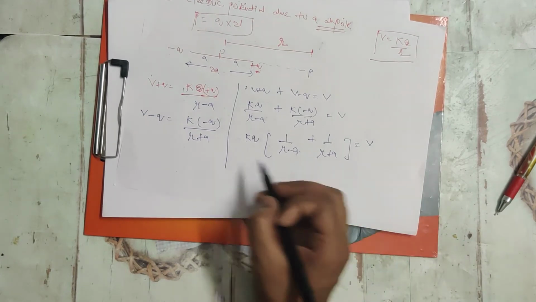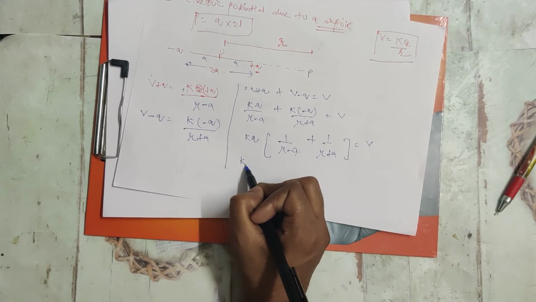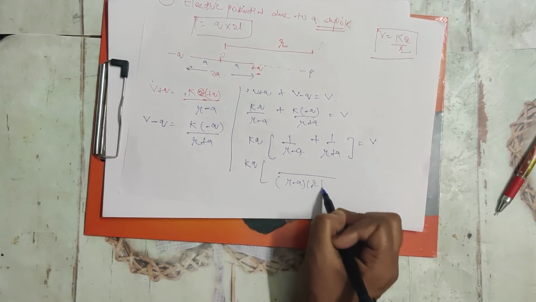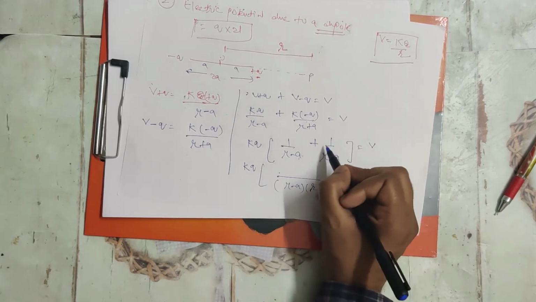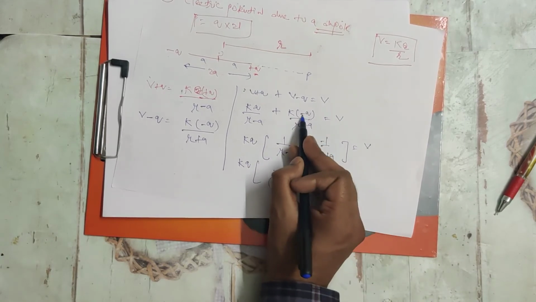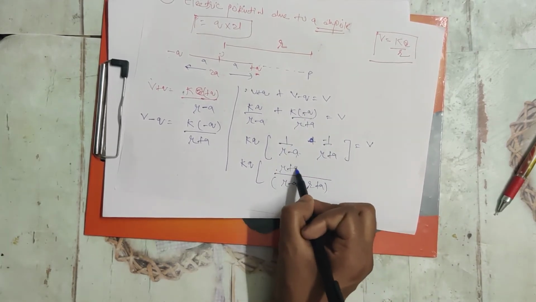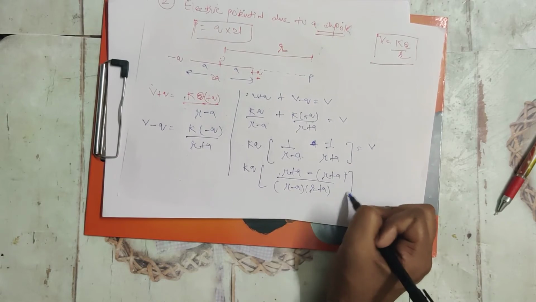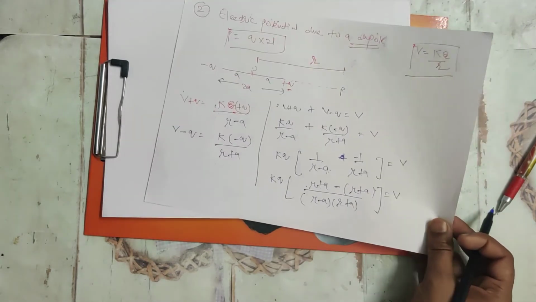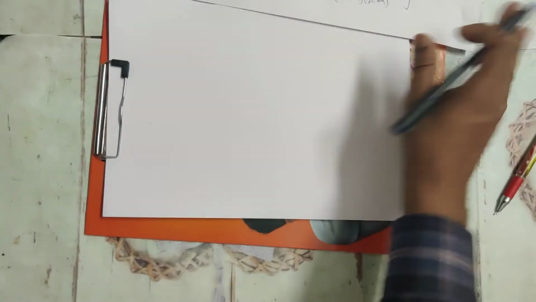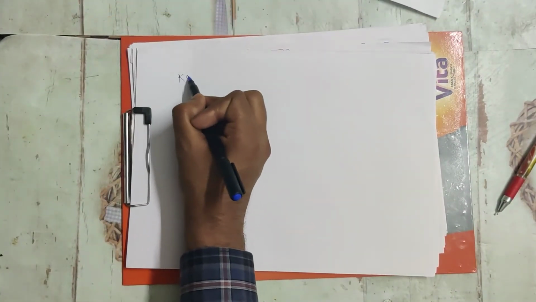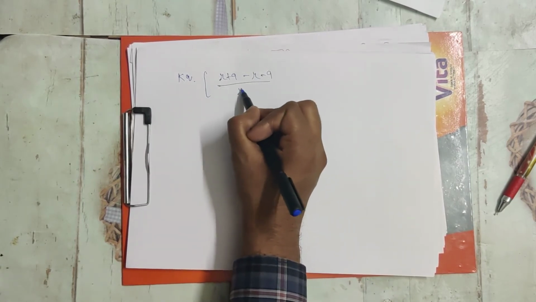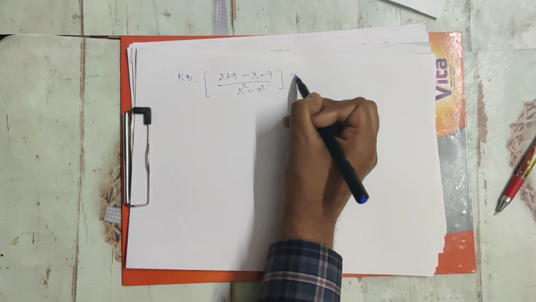So it would be K into Q, and R minus A, R plus A would be the LCM. Sorry, this would be minus, because here you have minus. So 1 over R minus A minus 1 over R plus A is equal to V. From here you can see that it would be K into Q over R plus A minus R minus A, and in the denominator you will get R square minus A square is equal to V.